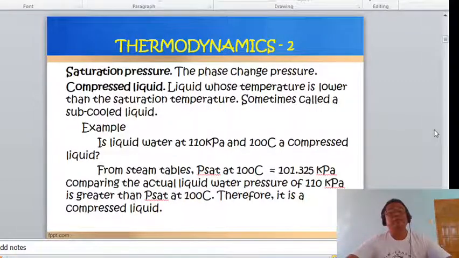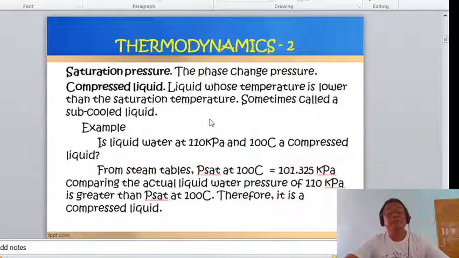Another is the compressed liquid. So, liquid whose temperature is lower than the saturation temperature, sometimes called subcooled liquid. Okay, so take note class of the term compressed liquid. Later we will consider, of course, the diagram in order for you to locate the term used. So for example, is liquid water at 110 kilopascal and 100 degrees Celsius a compressed liquid? That is the question, class.